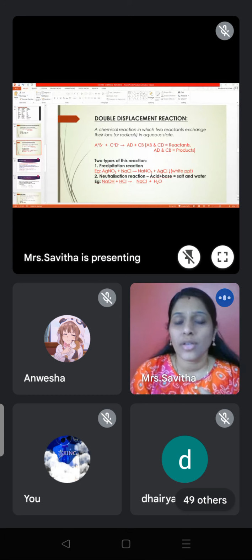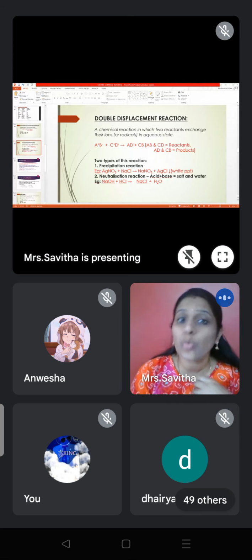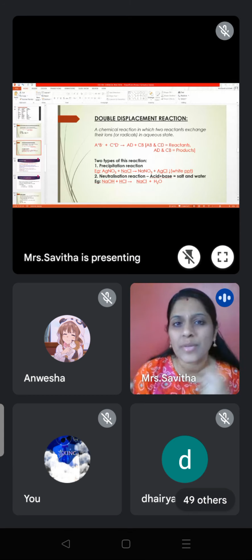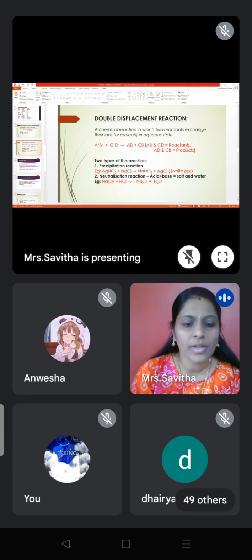Or AgNO3 then HCl, or we saw ferrous sulfate reacting with NaOH. So we get Fe(OH)2, and we said that it is a dirty green precipitate. So when we go to the lab and see, we will be more clear.